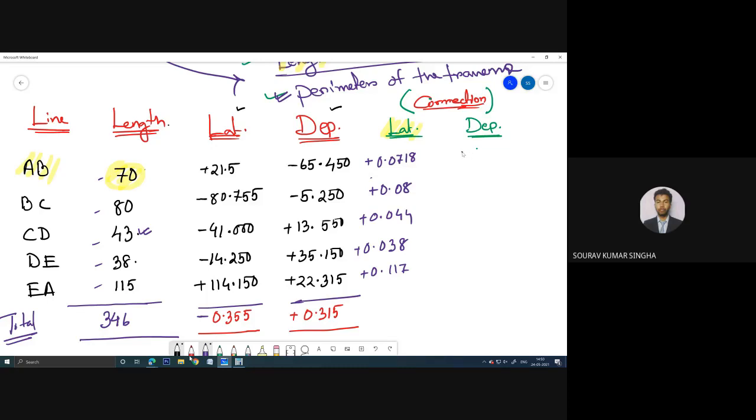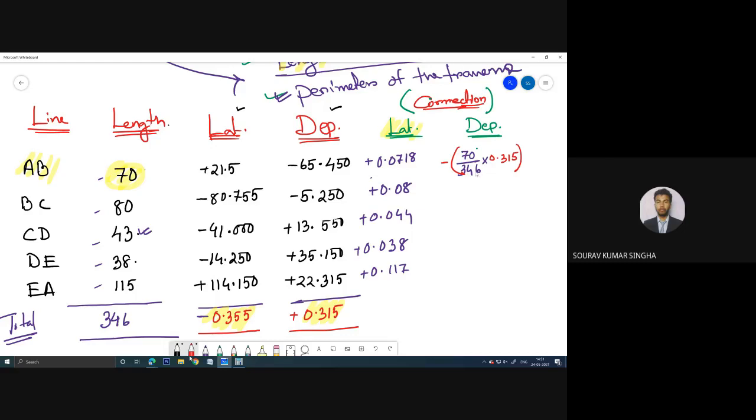Now here departure, how much? Departure same. Here also 70 by 346. Only here we have multiplied with the total error in latitude, that is 0.355. Here it will be just 0.315. Very simple. Here it will be 0.315, and here the error is positive, so the value will be negative.